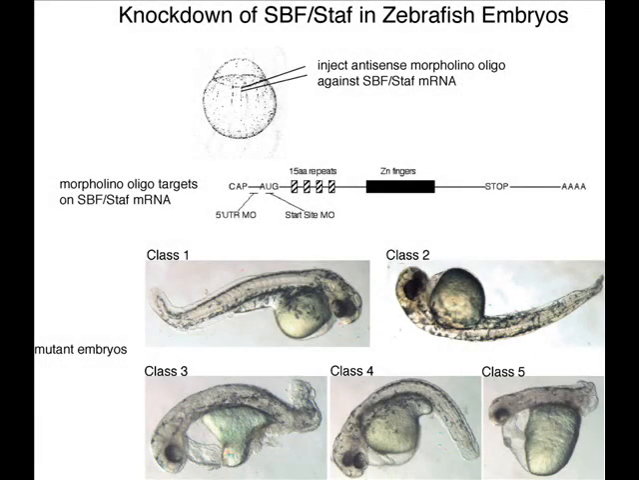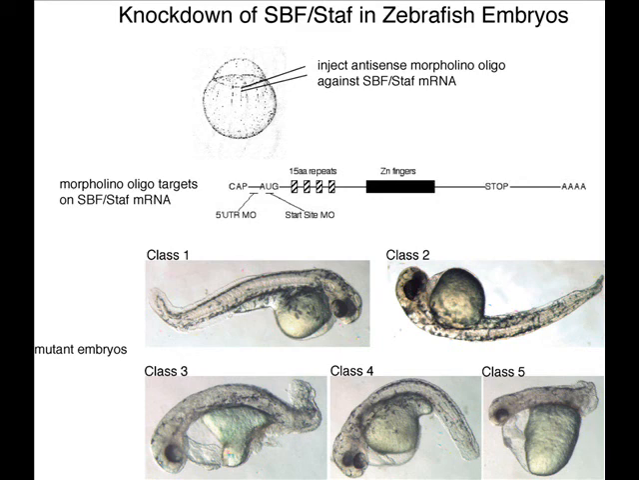The diagram shows how gene expression can be manipulated in zebrafish embryos by the injection of antisense oligonucleotides to knock down expression of very specific genes. We inject such reagents called morpholino oligonucleotides, or MOs, to reduce the amount of SBF Staf protein in the developing embryo. As the diagram shows, this knockdown results in a range of mutant phenotypes.